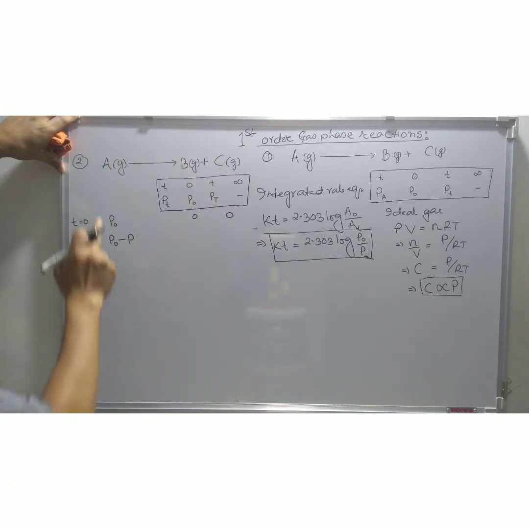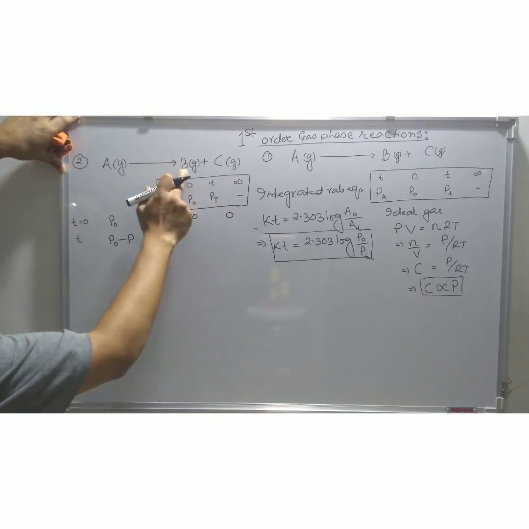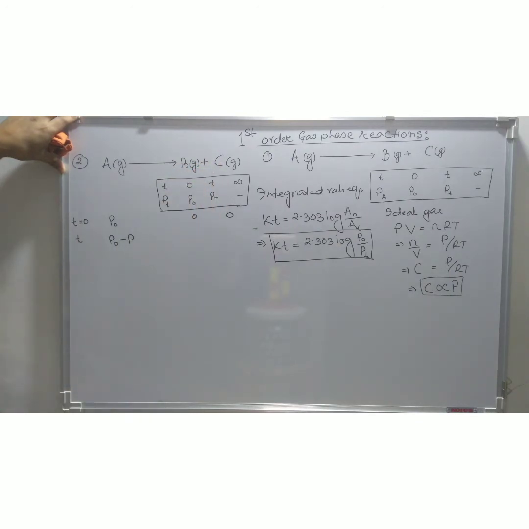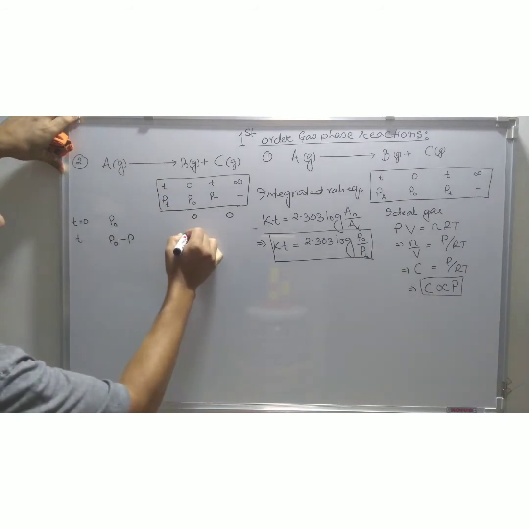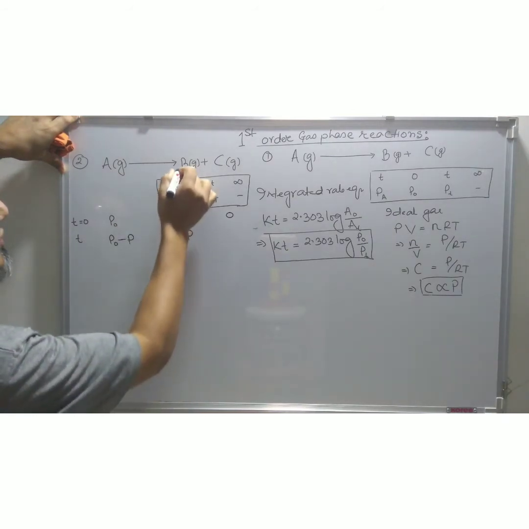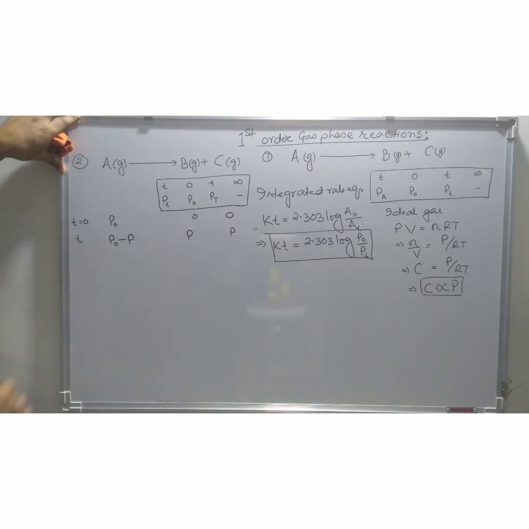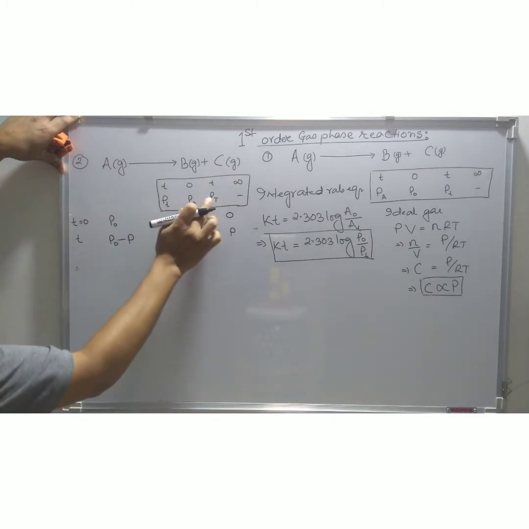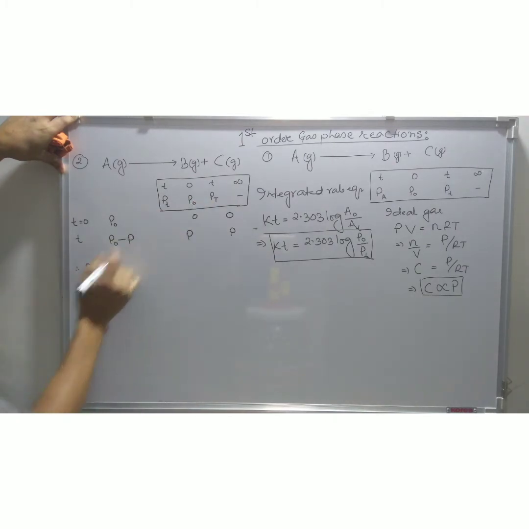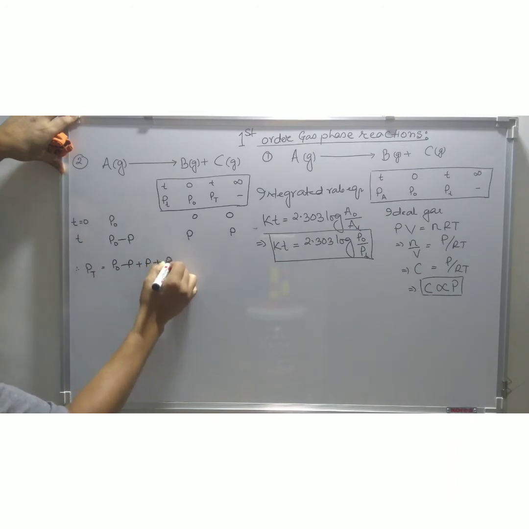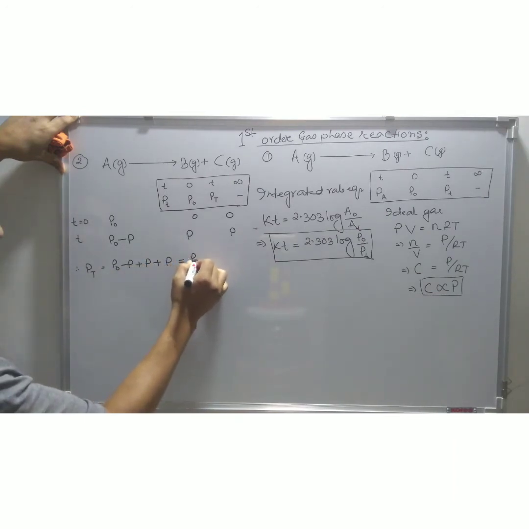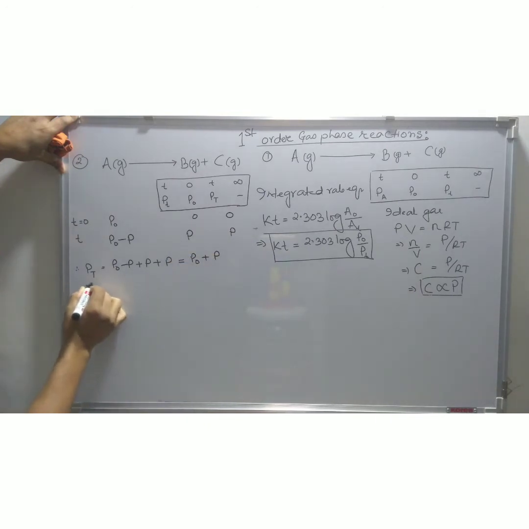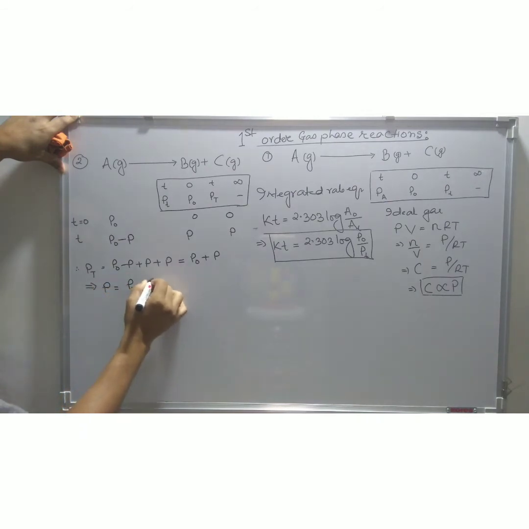So looking at this equation, for every 1 mole of A that has been consumed, 1 mole of B as well as 1 mole of C will be formed. So therefore, for every p that is decreased, there should be an increase in pressure by p for B as well as p for C. So therefore look at this total pressure at time t. Total pressure at time t is equal to pressure of A plus pressure of B plus pressure of C. So this is equal to P naught plus p. So therefore this pressure decrease at time t is equal to total pressure minus initial pressure.